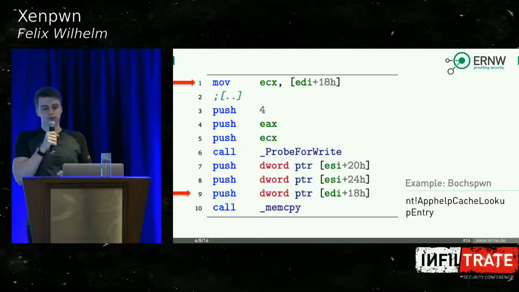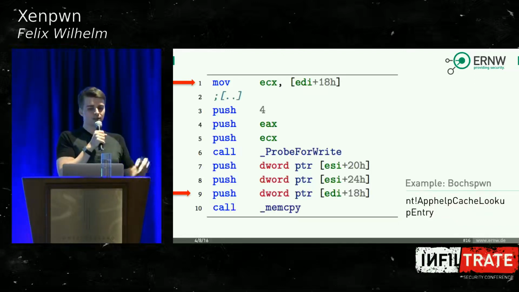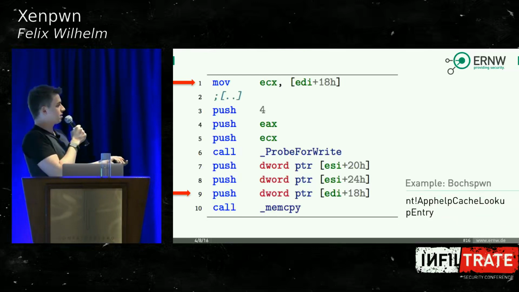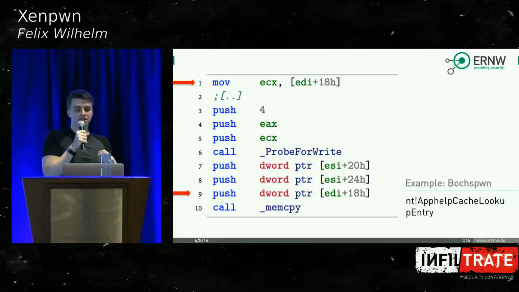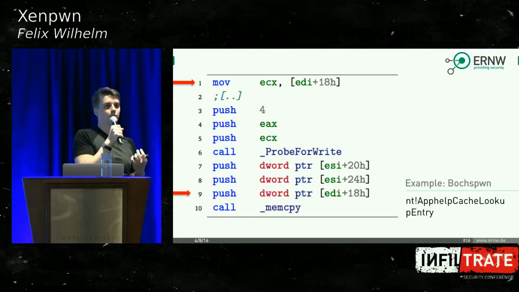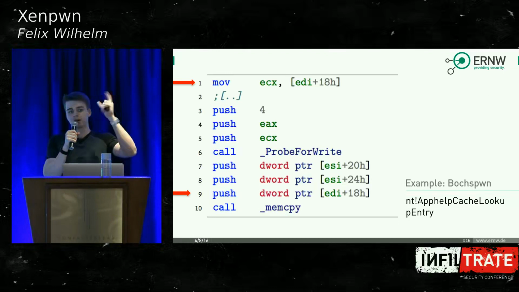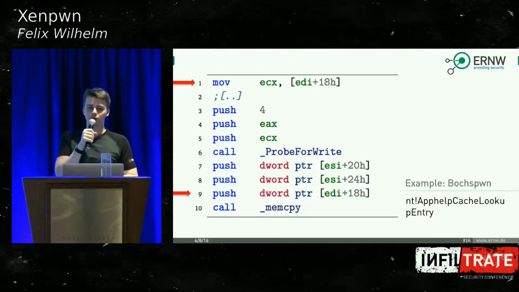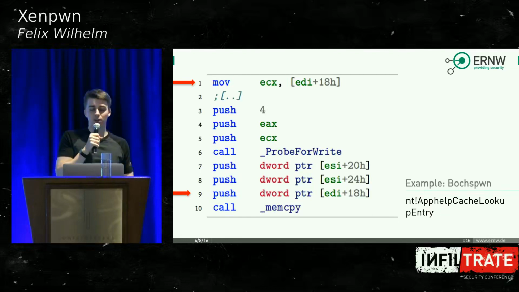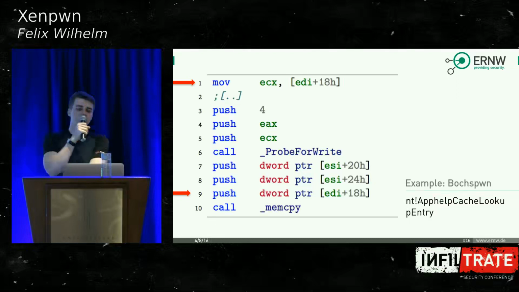And directly afterwards, they call memcpy and try to use the same value as the destination of memcpy. But as you can see, they don't reuse the ECX register. Instead, they fetch it from memory a second time. And again, if you can switch the value between line 1 and line 9 in this code, you can override an arbitrary memory address in kernel, giving you privilege escalation.